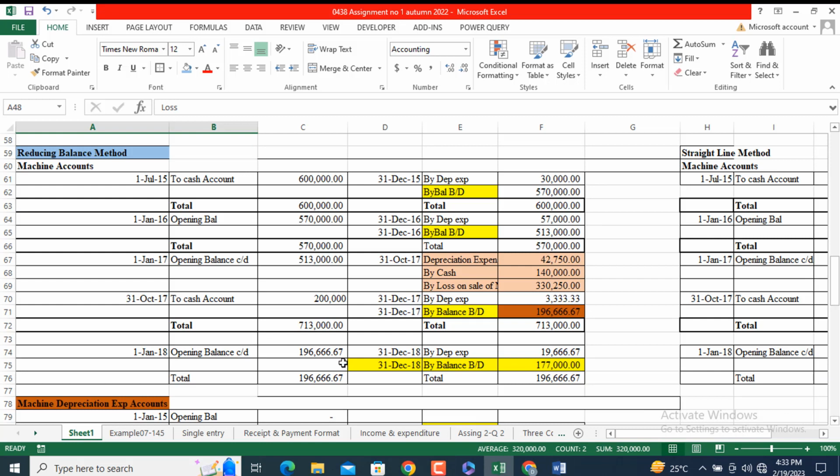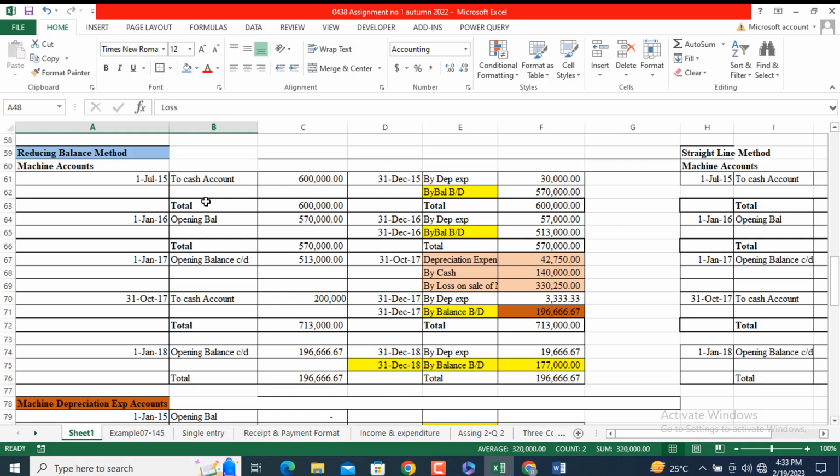Now we are going to discuss the machine accounts under the reducing balance method. We already discussed the schedule of the depreciation expenses under the two methods, reducing balance method and straight line method. But now I am going to discuss with you the machine account under the reducing balance method.